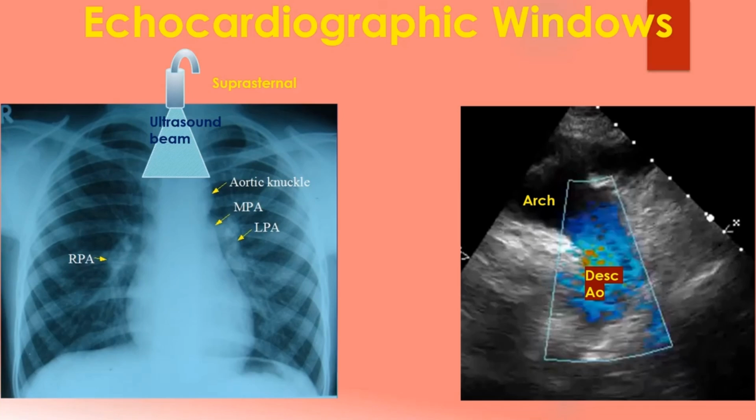Apart from these standard views, other modified views may also be used in certain circumstances. A right parasternal view may be used when the heart is enlarged to assess the tricuspid regurgitation jet. Dilated ascending aorta will also be visible in a right parasternal view.